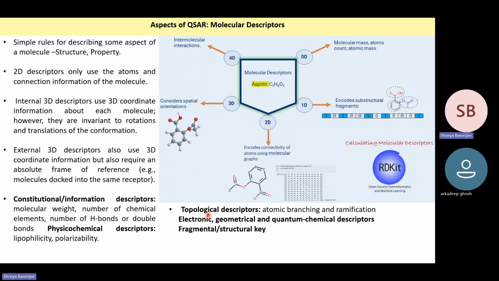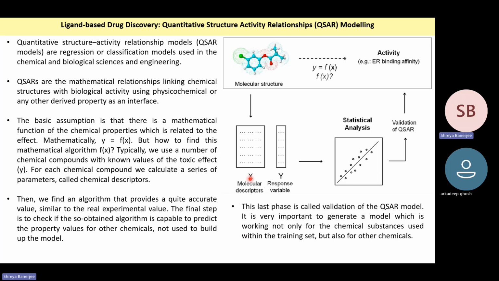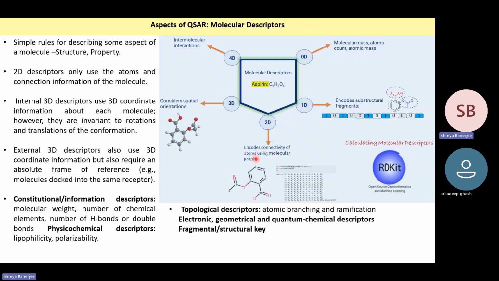The topological descriptors talk about atomic branching. And there can be other descriptors like electronic, geometric, quantum chemical descriptors, and so on. So all these are atomic and molecular descriptors. That is, they form this list of X, which is the description of the structure of the molecule.